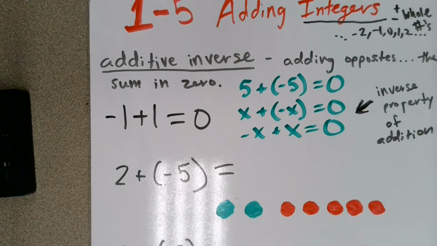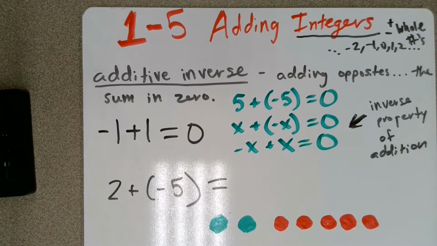All right, next up, I would like to show you how this addition works using a little model here. So we're at the example 2 plus -5. Now these are not additive inverses because they're not opposites. They don't equal the exact same thing. This would have to be +5 in order for this to be an inverse. However, we can still add and subtract them.